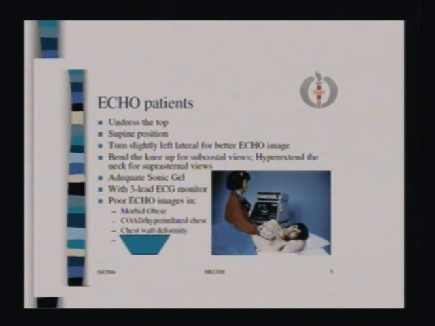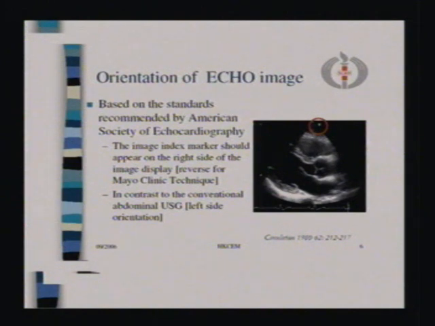You may get poor echo images in patients with morbid obesity, those who have COAD, a hyperinflated chest, and those with chest wall deformities. So what is the orientation of an echo image? Once you put the probe on, based on the standards recommended by the American Society of Echocardiography, the image index marker should appear on the right side of the image display. In contrast to the conventional abdominal ultrasound, where there is a left side orientation, the circled area is where the marker is. You can see it here.